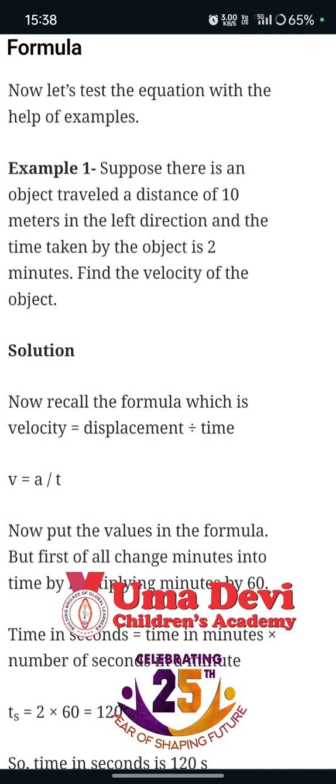As we already know, the SI unit of velocity is meter per second. So we convert minutes into seconds by multiplying 2 with 60. So you will get 120 as time. Time is 120 seconds. Now put the values in the formula. V is equal to d upon t, and what you will get? You will get the answer.